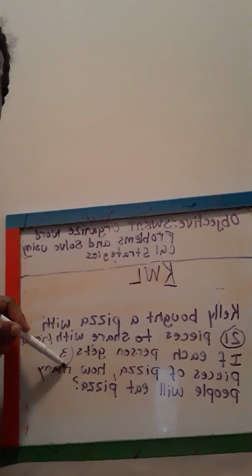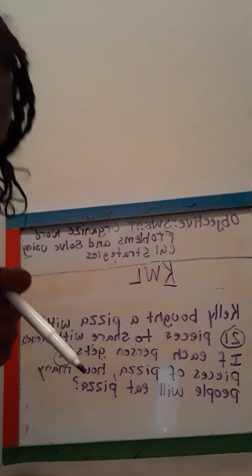So I'm going to look at this question and I'm going to say, what information have they given me that I can use in solving the problem? So let's read it again. Kelly bought a pizza with 21 pieces. First thing I want to do is circle numbers. Of course, this is math, so the numbers that they include in this word problem are going to be important. Kelly bought a pizza with 21 pieces to share with friends. If each person gets 3, here's another number. If each person gets 3 pieces of pizza, how many people will eat pizza?